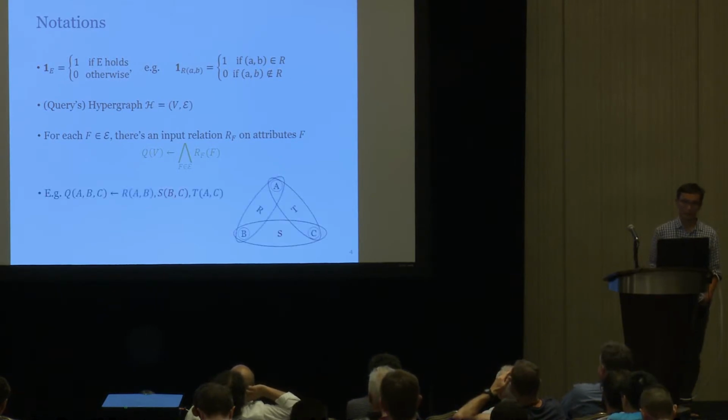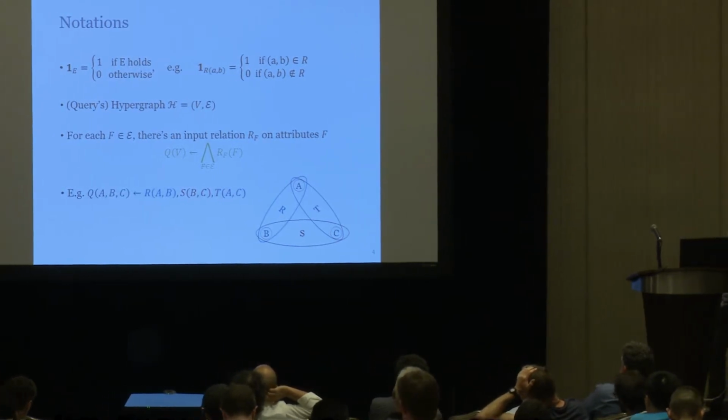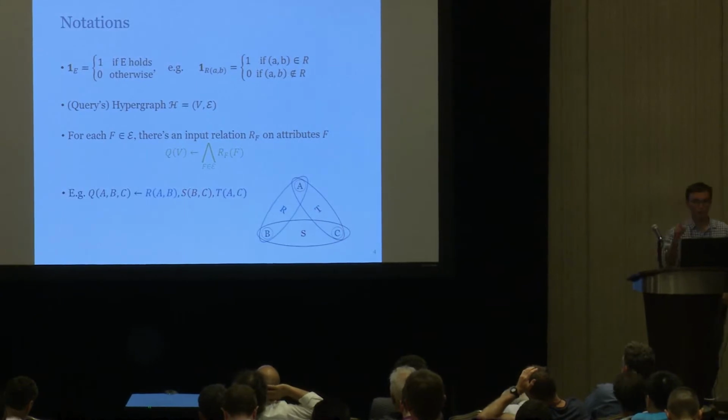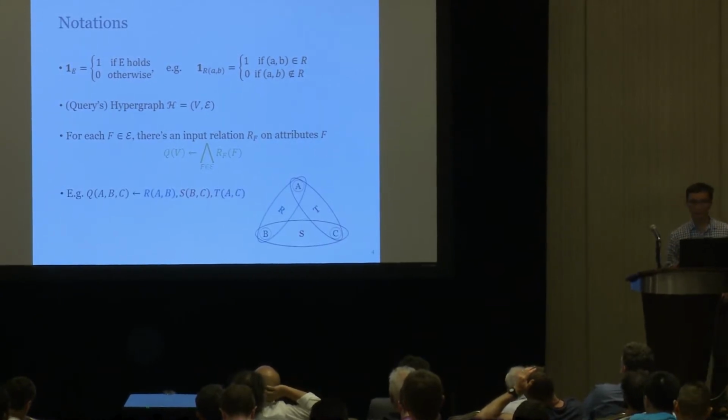So here's one example, the triangle query. Here we have 3 relations, R(A,B), S(B,C), and T(A,C). Then the hypergraph is just a triangle graph. It's a very simple graph, but there are actually quite a few things you can say about this particular example already.